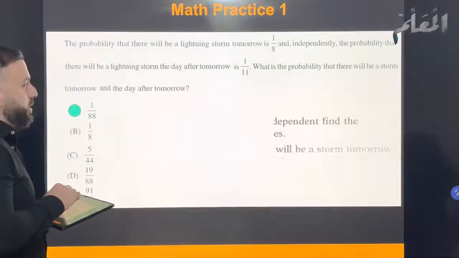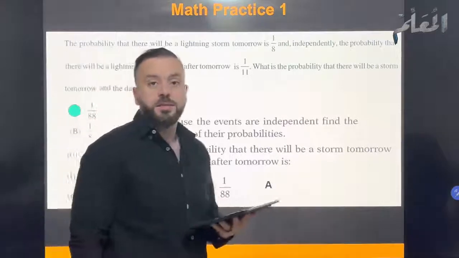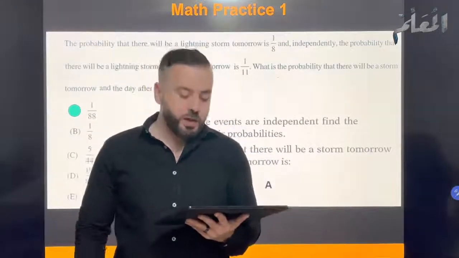1 over 88. And this is the question. Check this. So it's 1 over 8 times 1 over 11, 1 over 88. Okay. See you in the next question.